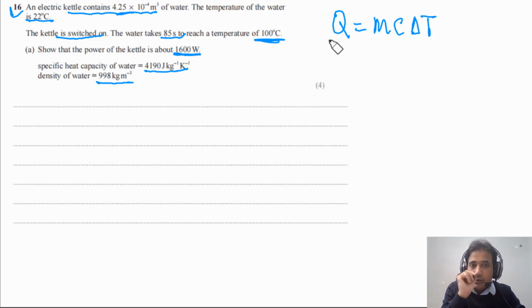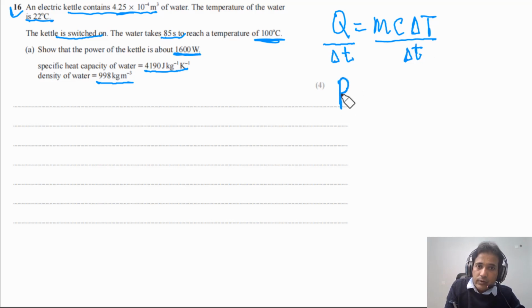But for this question, we need to calculate the power. So this is the energy. If we divide this by time, that becomes power. So if we divide this side by time, we also need to divide the other side by time. Now we can rewrite this formula. So this is power, which is mc delta T divided by time taken. This is how we can calculate the power.